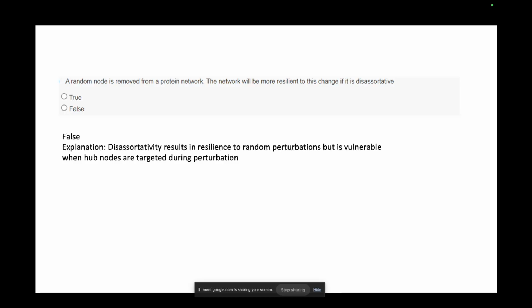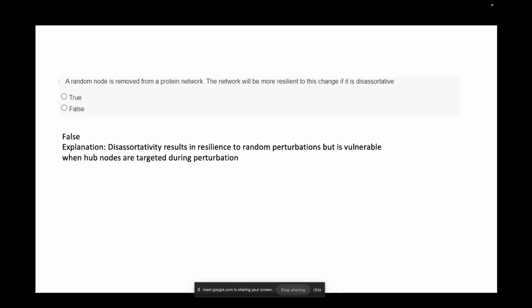But doesn't it mean that when disassortativity is high, this question says that we are randomly removing a node, which doesn't necessarily mean that we are targeting a perturbation in a hub. So that removal can definitely be a node which is not really well connected to the hub or doesn't have many connections, and it is not very central, so it will not have any effect.